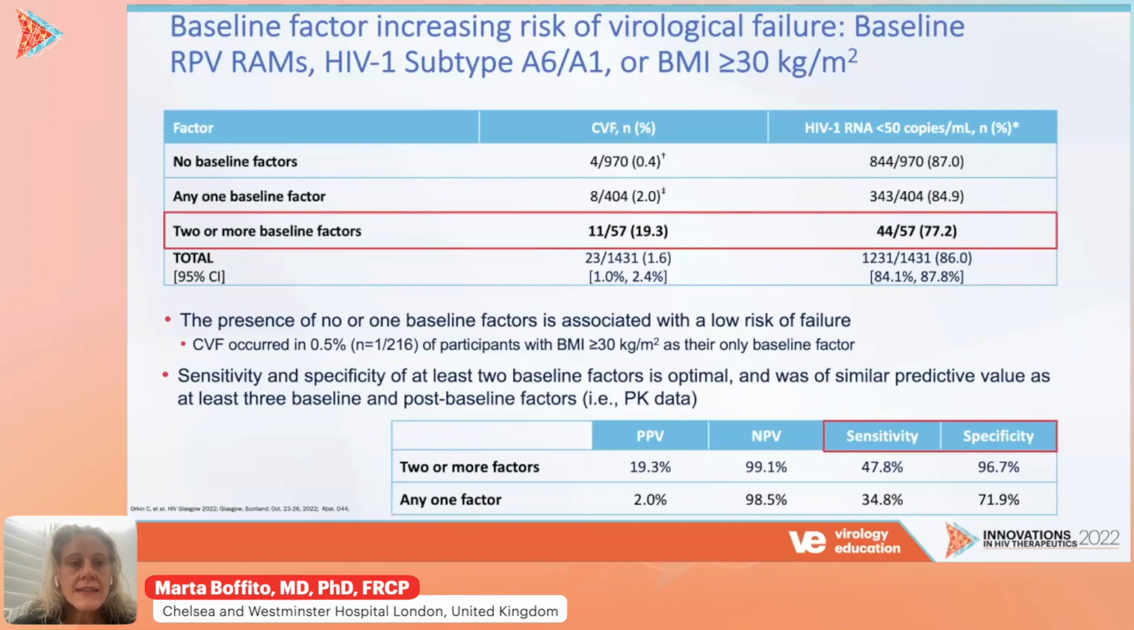Very importantly, a multivariate analysis has been conducted both at week 48 and at week 152. This slide shows the results of the latest multivariate analysis presented recently at HIV Glasgow, which has underlined the importance of certain baseline factors, such as resistance-associated mutations to rilpivirine, HIV subtype A6 or A1, or a BMI higher than 30, as being more likely to be associated with confirmed virological failure. And it is when 2 or more baseline factors are present together that the risk for virological failure is higher.